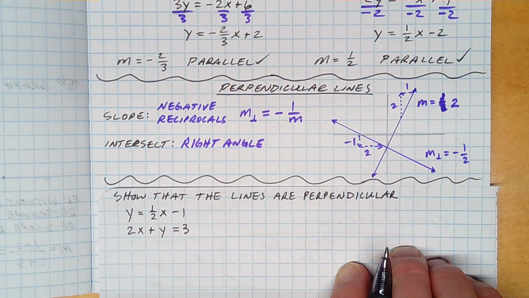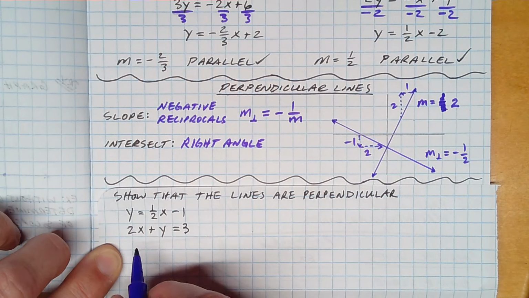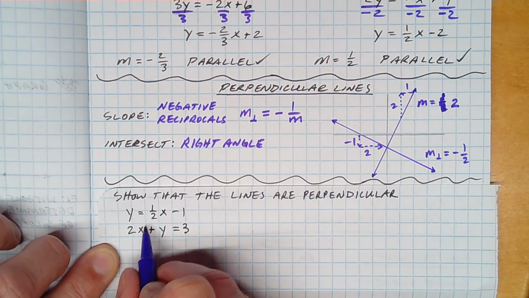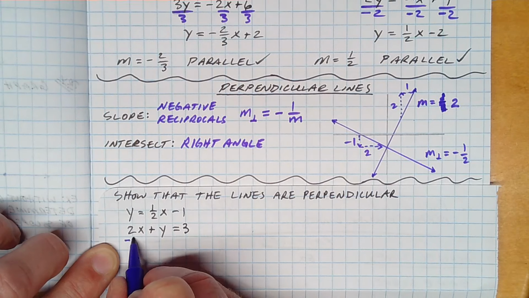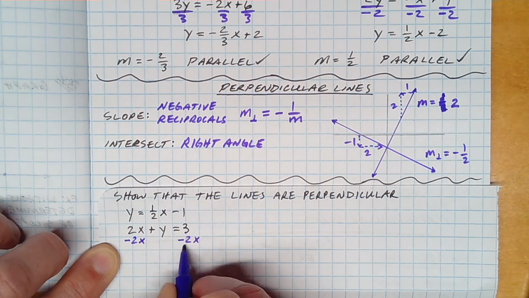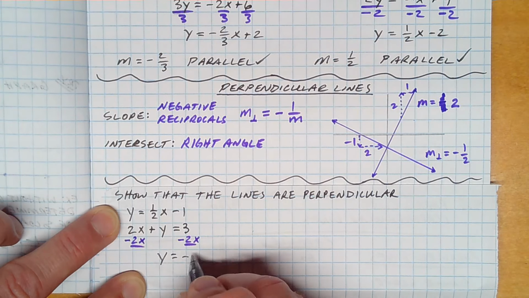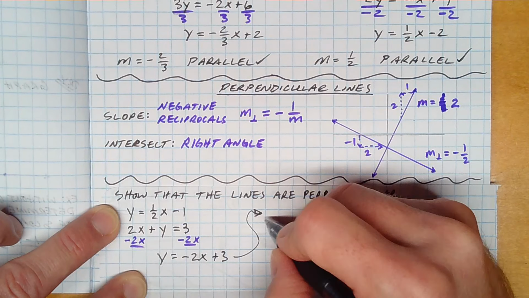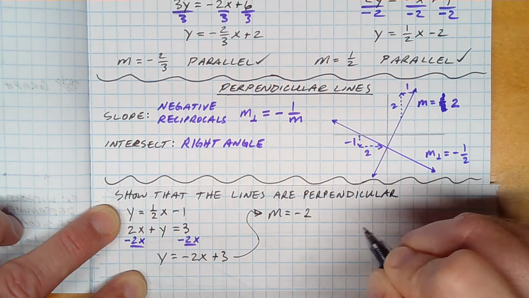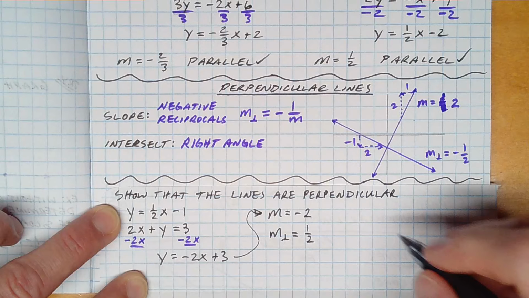All right, let's show that these are perpendicular lines, similar to the last example, but here I need to find the slope of this line that's written in standard form by rewriting in slope-intercept form, y equals mx plus b. So I'm going to subtract 2x from both sides, and I have y equals negative 2x plus 3. I'm going to rewrite this up here, and I'm going to say that my slope is equal to negative 2, and that is perpendicular to 1/2. So these are perpendicular lines.